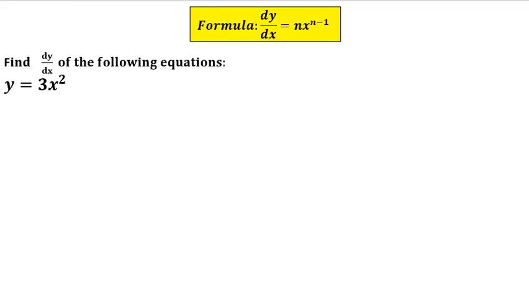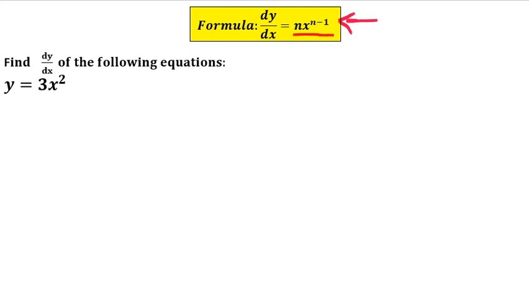Our first question, we are required to find dy over dx of the following equation, this equation right here. So the first thing that you need to do is to know the formula, the standard formula that we use. Here is our standard formula that we're gonna be applying here. It's in your formula sheet. In your formula sheet, you'll see an equation like this one here. This is the equation that you're gonna be using here.